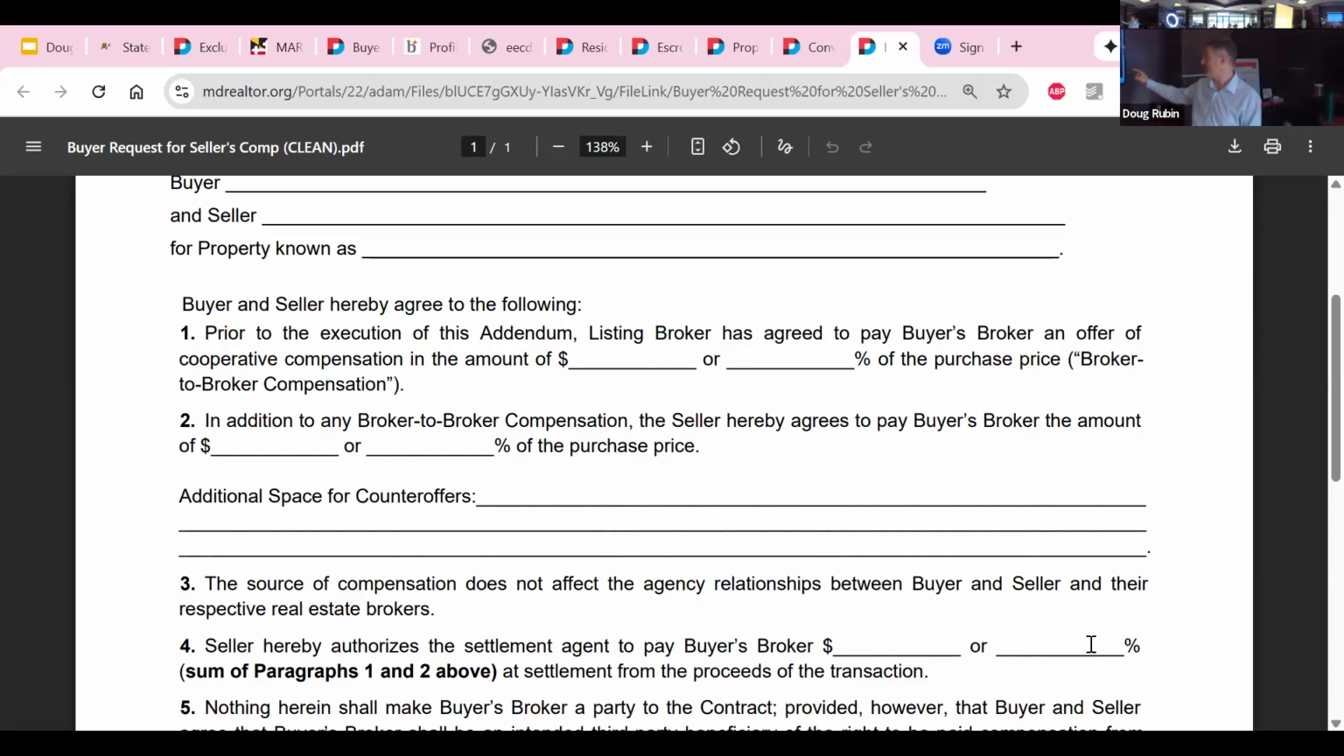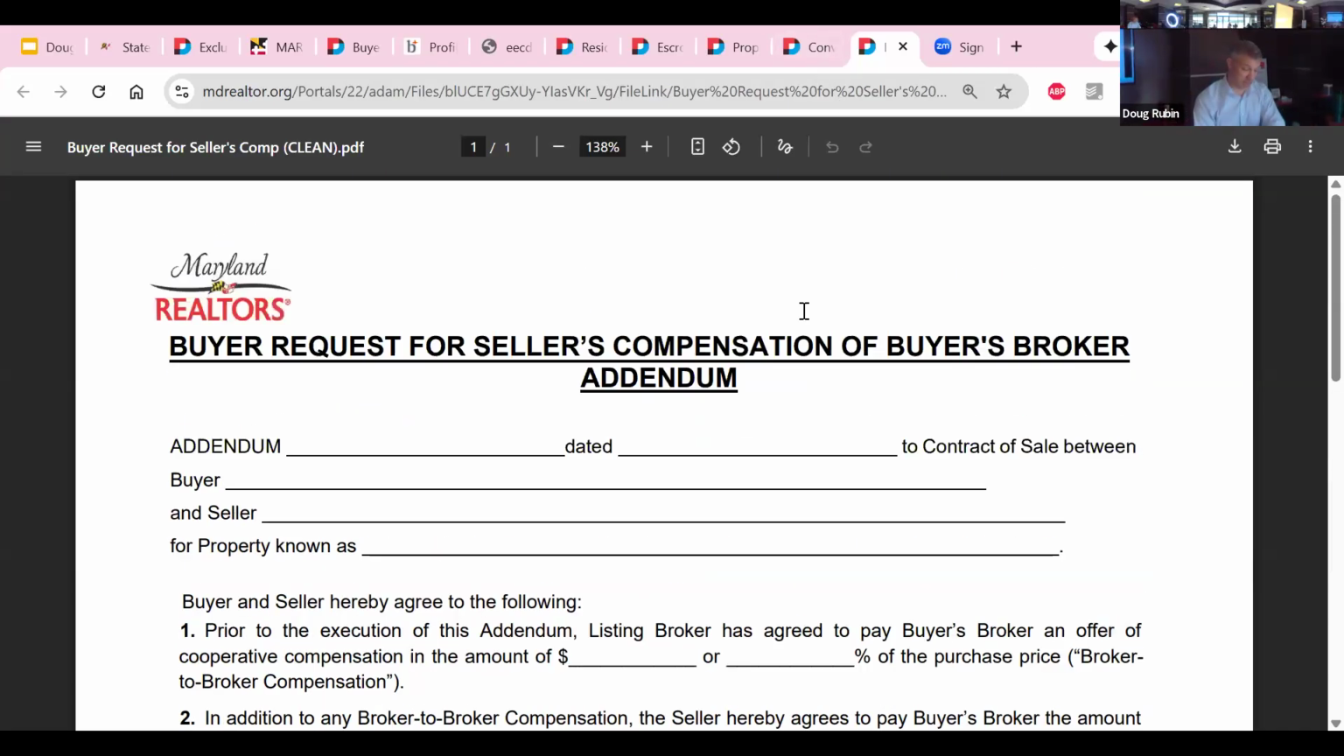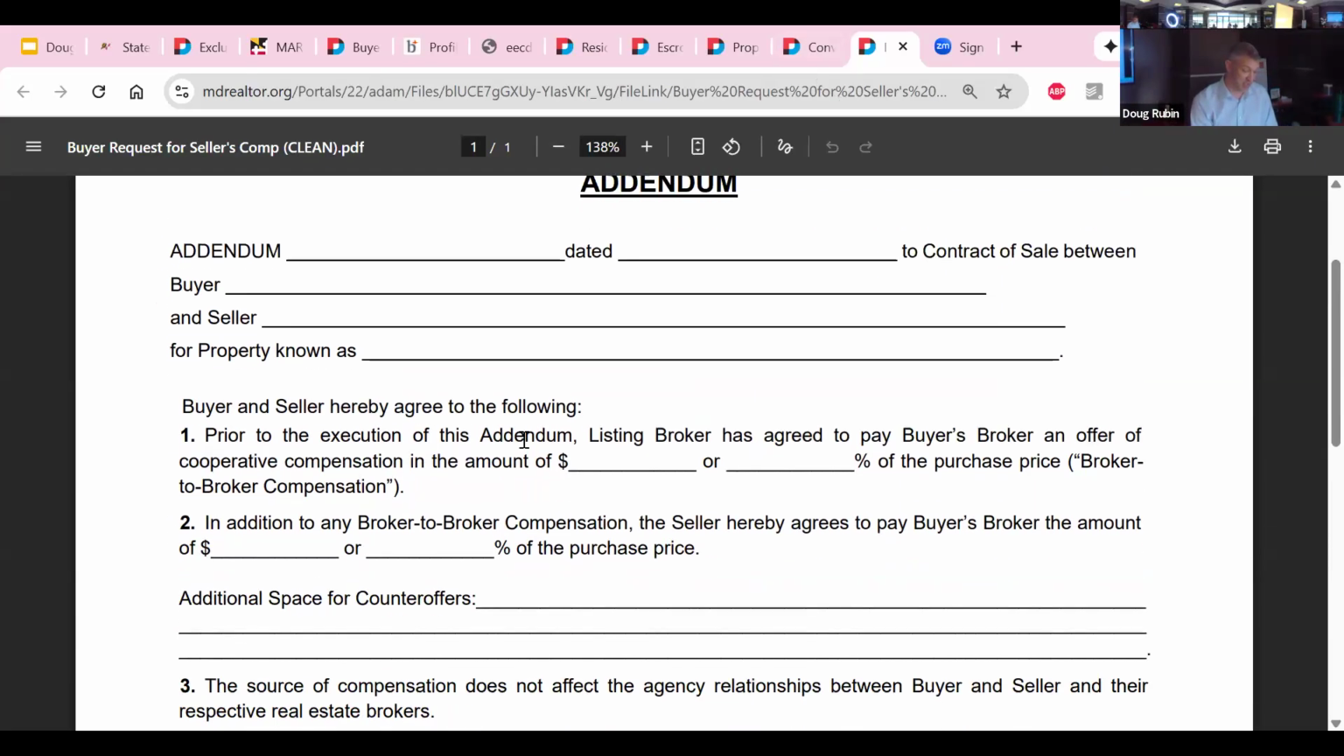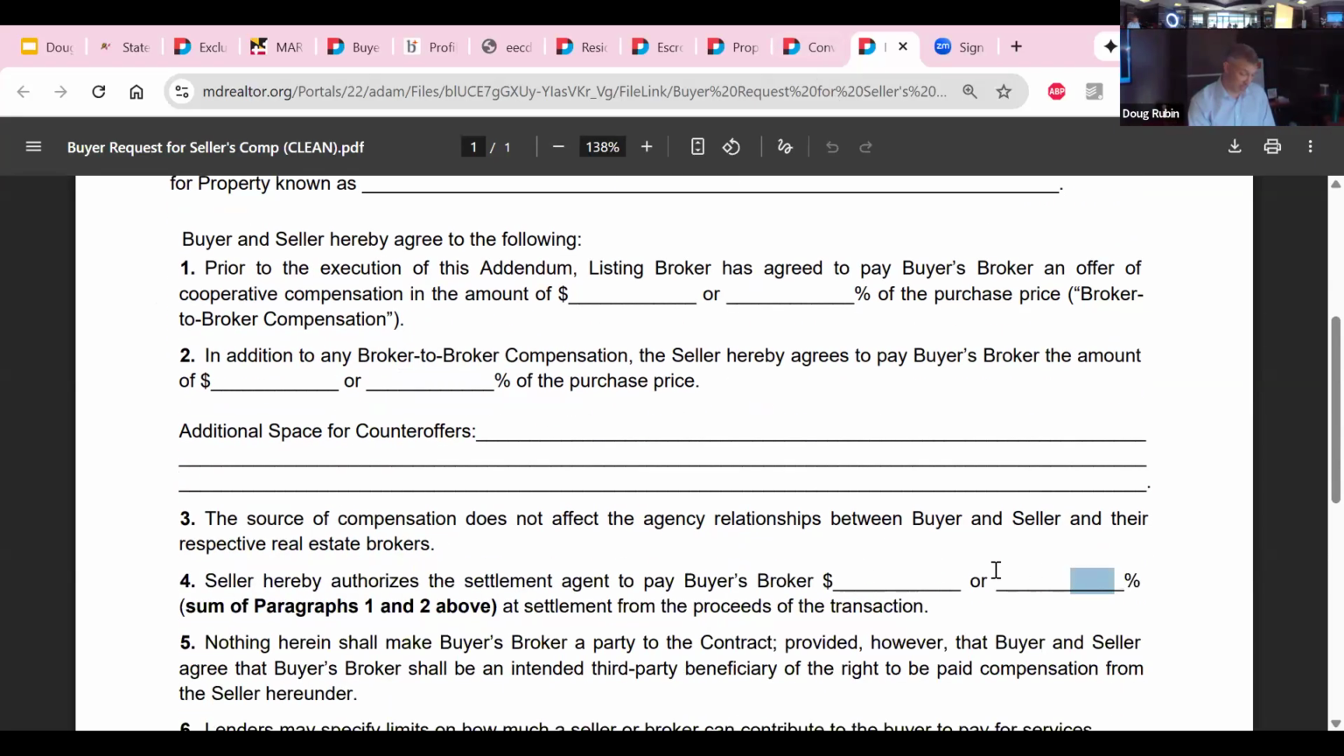Number 4 is the big one, guys: seller authorizes settlement agent to pay blank out of the seller proceeds. That's what you really care about. Usually, in my experience, there's nothing pre-negotiated, or even if there is, they're not providing you with the document. So you're going to use the buyer's request for seller's compensation. And in number 2, you're going to say, "This is what my fee is. Please give me my fee." You're going to retype it here.